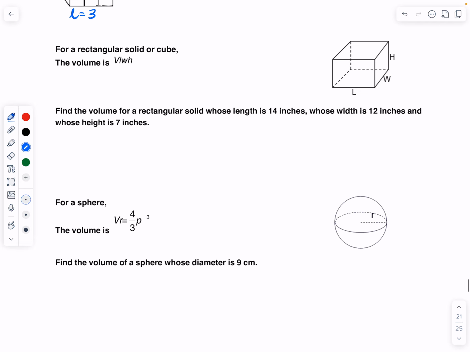All right. So the volume for a rectangular solid or a cube can be found as taking length times width times height. That's for any of those figures. For the volume of a cube, you can take your side and just cube it because they're all of equal measure. Okay, that's the shortcut.